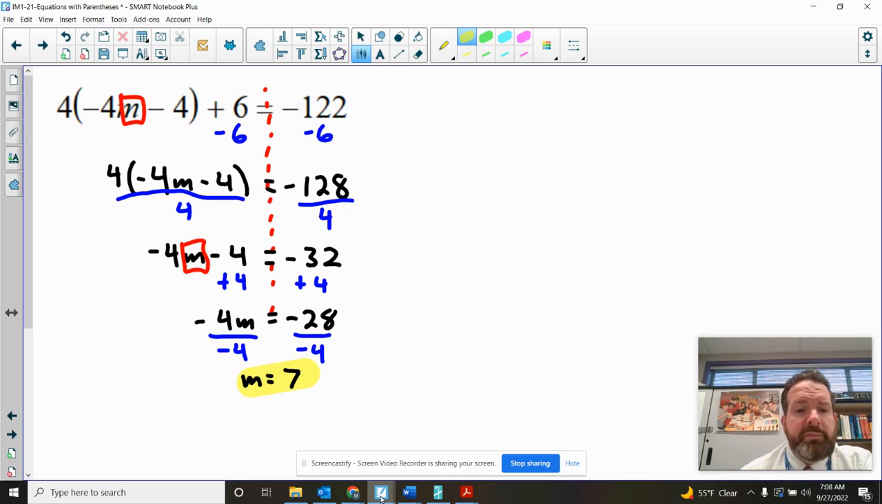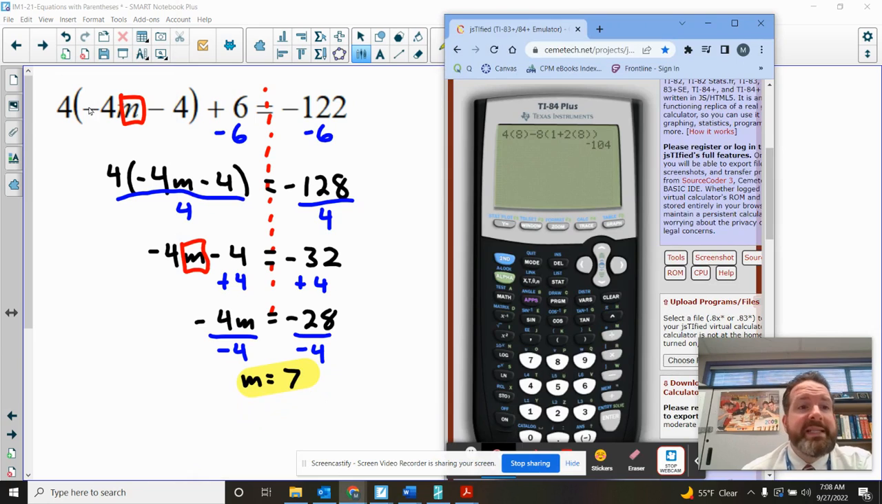Now to finish up, I want to do a check. I'm going to type in this side of the equation just like it looks, except where I see the letter m, I'm going to put a 7 in parentheses. So 4 parentheses negative 4m minus 4 parentheses plus 6. Do you end up with a 7? Ooh, we don't. That means there is... Oh, we shouldn't end up with a 7. Silly me. I thought we had made a mistake. We're supposed to look at the very first line of the equation. We're supposed to end up with negative 122, which we did. So we have done things correctly.